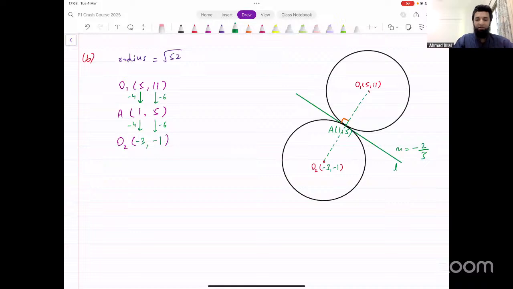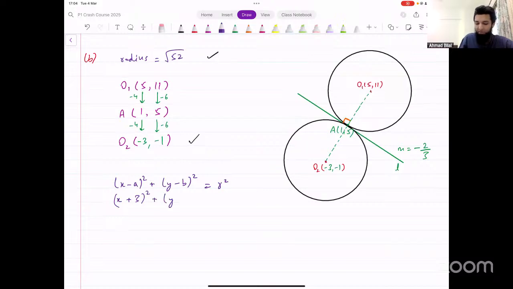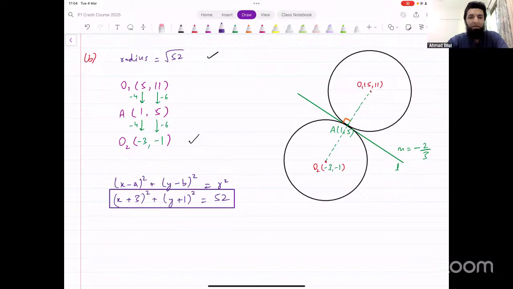So we have the center now, and we already had the radius above. We can write down the equation of the circle. We know that this is the standard form: x minus a whole squared plus y minus b whole squared equals r squared. This is the x coordinate of the center. It becomes x plus 3 whole squared plus y minus -1, that becomes y plus 1 whole squared, equals radius squared, that is 52. That's the equation that we were looking for. This is the equation of the other circle that has that same tangent at the point A.